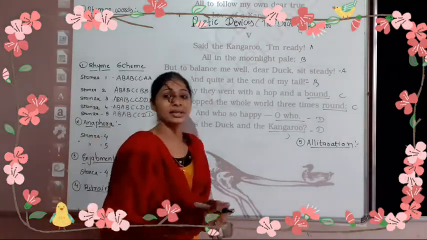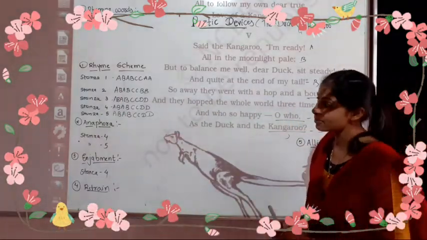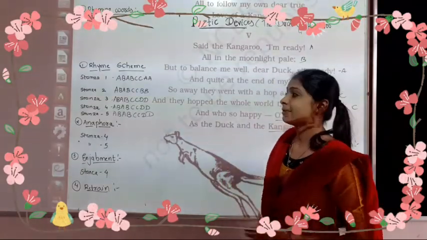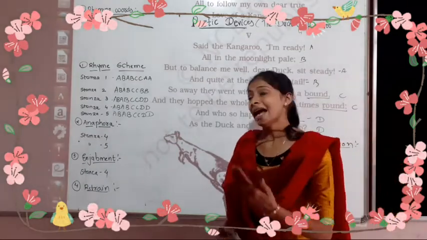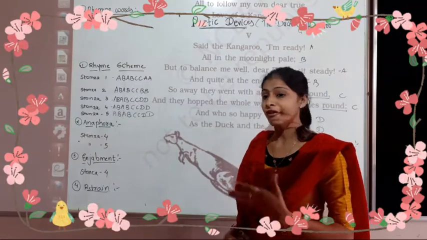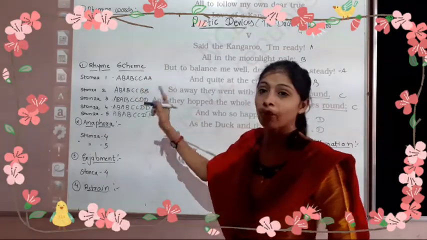So here, students, we discussed the rhyme scheme of this poem. In stanza number 1, AB, CC, AA. In stanza number 2, AB, CC, BB. In stanza number 3, AB, CC, DD. And stanza number 4 and stanza number 5 are also the same. So here we completed the rhyme scheme of this poem.